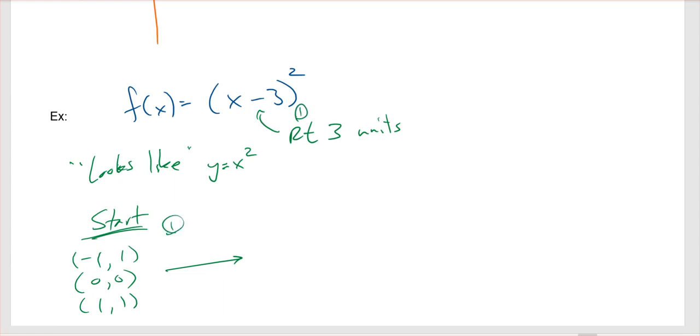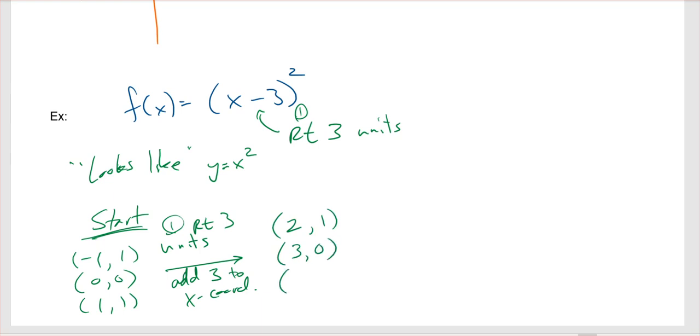So our first step here, we're going to go right 3 units. And to accomplish that, we're going to move the x coordinates. So we're going to add 3 to the x coordinate. Okay, so then we just add 3 there. So adding 3, we would get a 2. Adding 3, we get 3. Adding 3, we get 4. And that's where we end.